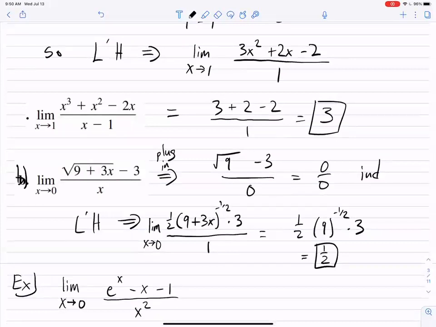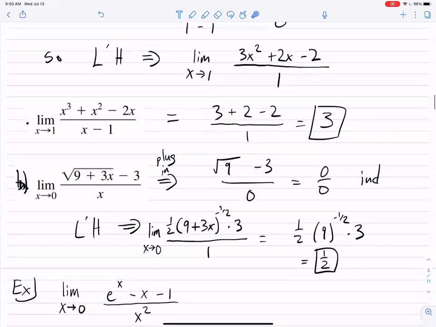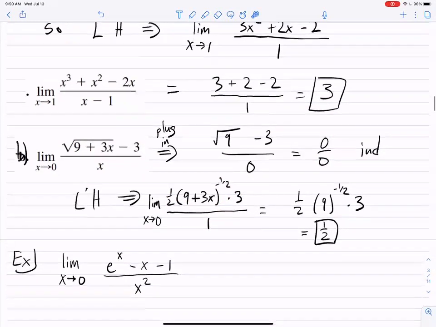And so that's L'Hopital's rule, right? Whenever you get an indeterminate of 0 over 0 or an infinity over infinity, we'll talk about infinity over infinity next. But whenever you get 0 over 0, you can use L'Hopital's rule to take the derivative of the top and the bottom. So that's the derivative of the top, this is the derivative of the bottom, and then you can evaluate the limit. And so we get 1/2.